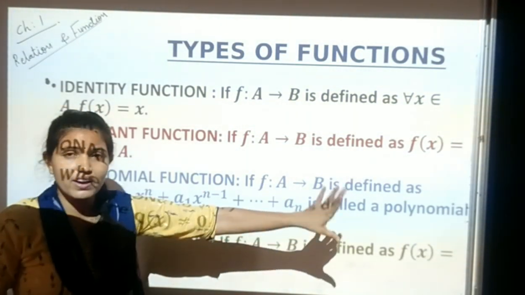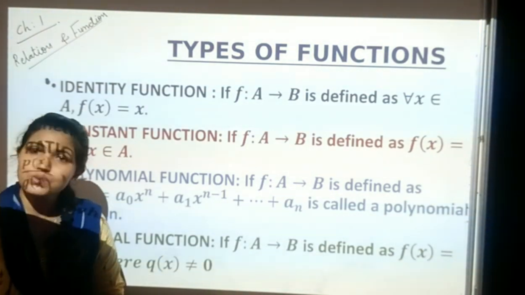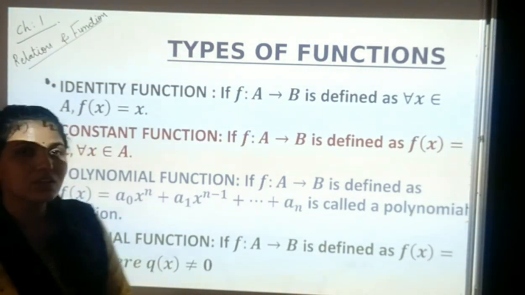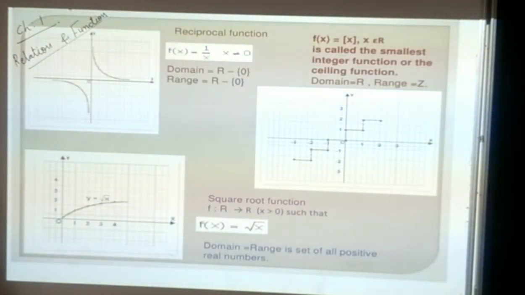Rational functions. Now what is a rational function? If any function f of x is defined as p of x upon q of x, where p of x and q of x are some functions, and q of x is not equal to 0, then it is called a rational function.